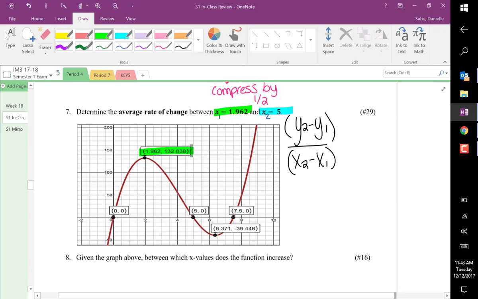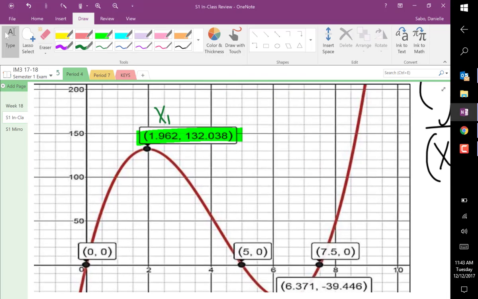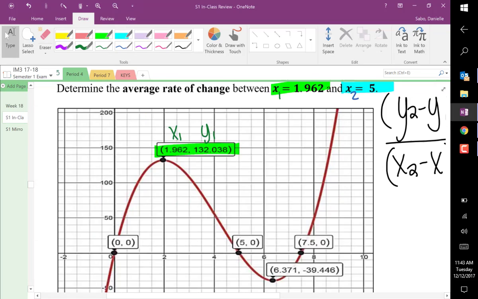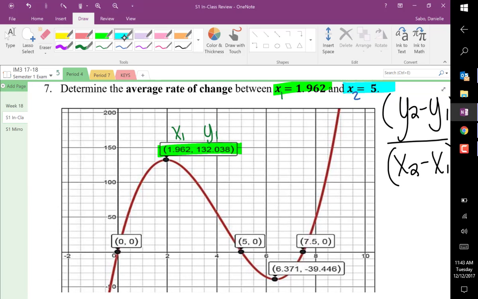Right here, 1.962. That's my x1. So what's my y1 then? In this problem, what's the y1? Thank you, 132. They're an ordered pair, they go together. Now on this next part, same thing. I'm going to highlight my 5. Well, that's my x2. What's my y2? Thank you, 0. You see how they go together? They're a pair.